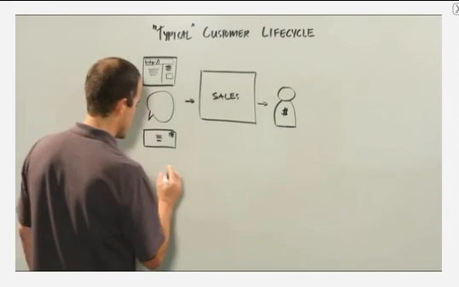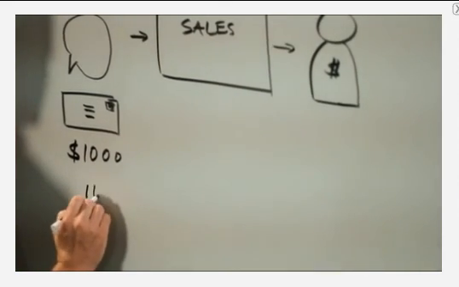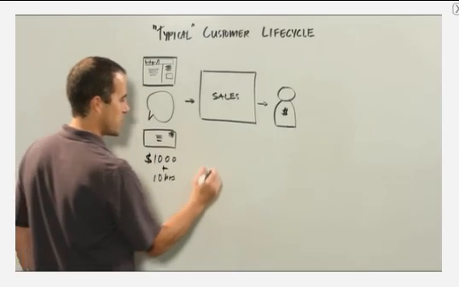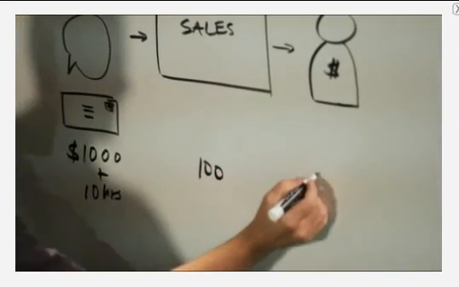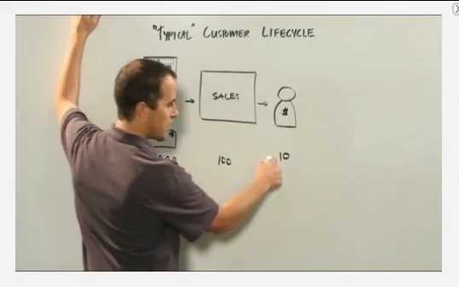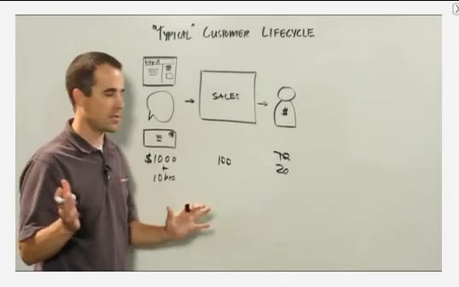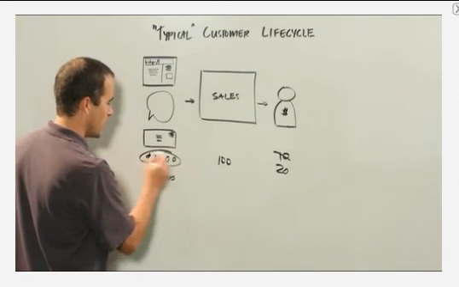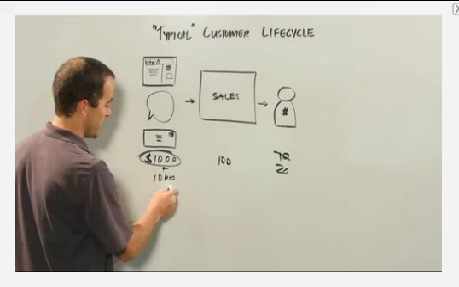So let's say that I spend $1,000 and about 10 hours of time generating interest, which creates 100 interested prospects for me that end up turning into 10 paying customers, okay? Great. Now let's say I want to take that 10 customers, I want to turn that into 20. So what do I do? What are my options? Well, with the typical customer life cycle, I can double the amount of dollars I'm spending on my advertising and marketing, or I can double the time.